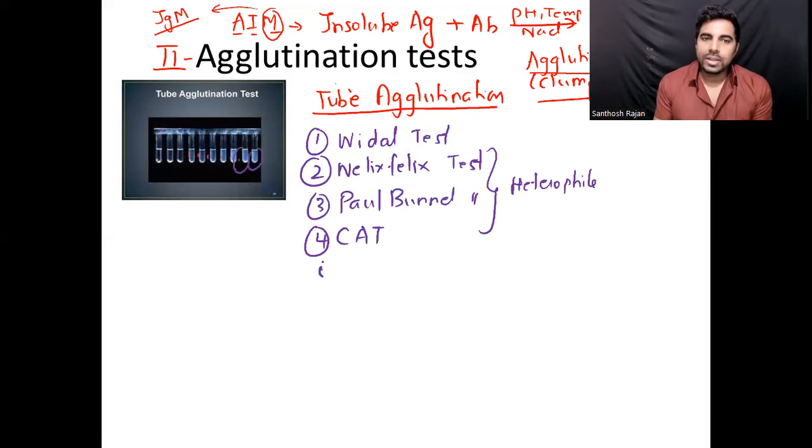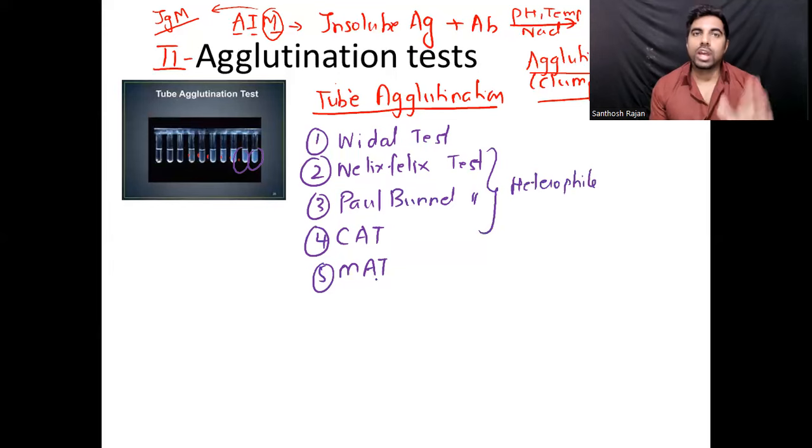So CAT is there, MAT is there. CAT is for mycoplasma, you know, Paul-Bunnell is for EBV. Again, I'm revising once again. Weil-Felix is for your rickettsia, and CAT is for mycoplasma, MAT is leptospira. Again, I gave a shortcut there. MAT is coming from America to help all the lepto people. Lepto is leptospirosis people. Leptospirosis, MAT. And then we also have SAT. SAT is what? Your brucella.